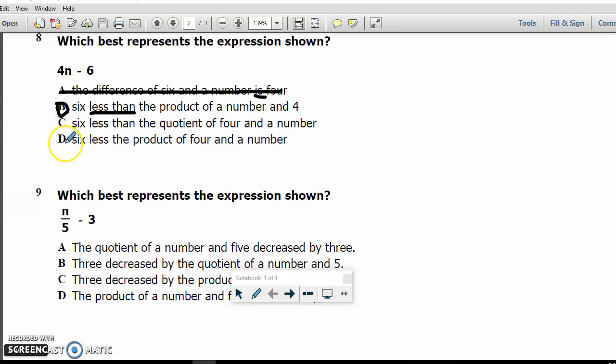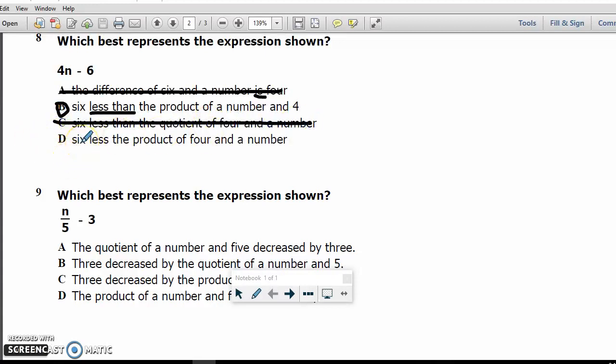Now let's look at C and D just to make sure we have it correct. So C says 6 less than. Again, we got that turnaround word again, so 6 should be in the back. But look at what the rest of the sentence says. It says the quotient of 4 and a number. Quotient means you're dividing. We are not dividing in this expression, so C will not work.